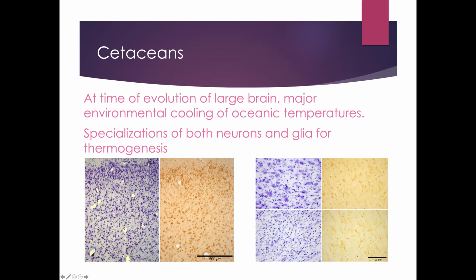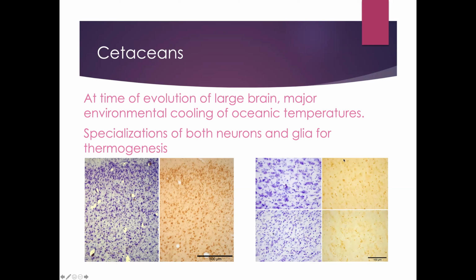On the left here, we have a section from a minke whale brain. This is a Nissl stain in purple. Here is an immunostain for uncoupling protein 1. And basically we see that every neuron has uncoupling protein 1 in it. The uncoupling proteins are proteins that disrupt the mitochondrial metabolism and release all the energy that was going to go into the ATP cycle as heat. So they can allow for heat production.